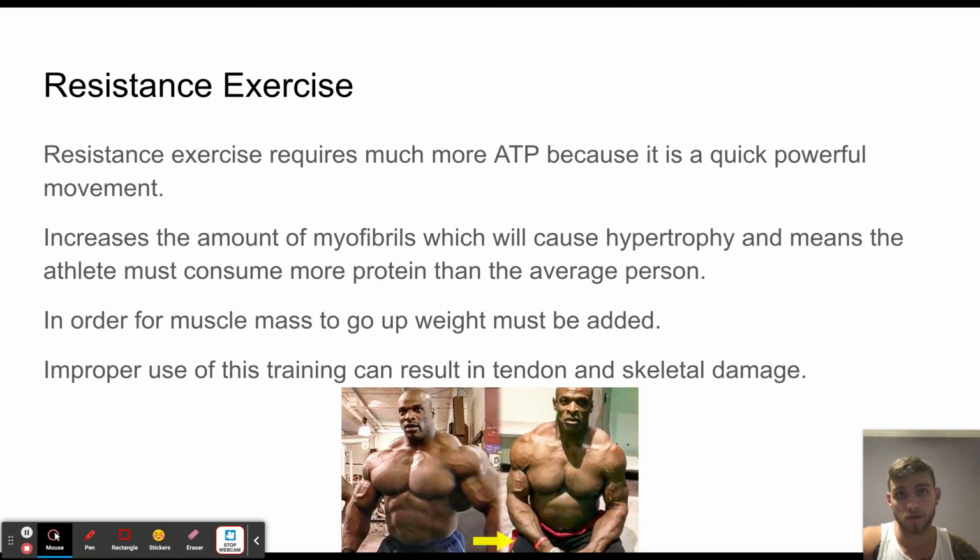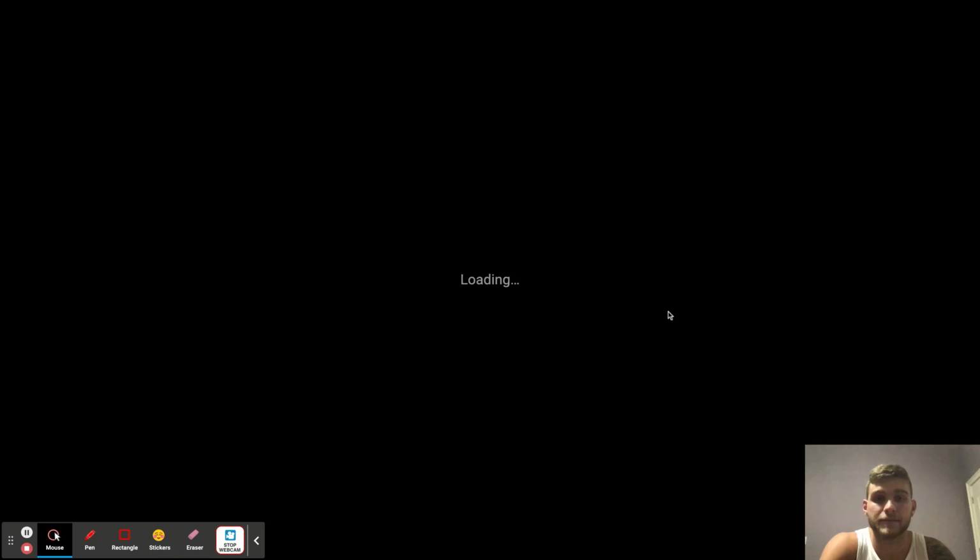Also, improper use of this training can result in injuries just like the other one, except these are a little bit different. You'll have tendon and skeletal damage. Ronnie Coleman, again, a perfect example. This guy went from squatting 800 pounds to now he can barely walk because he was squatting too much.